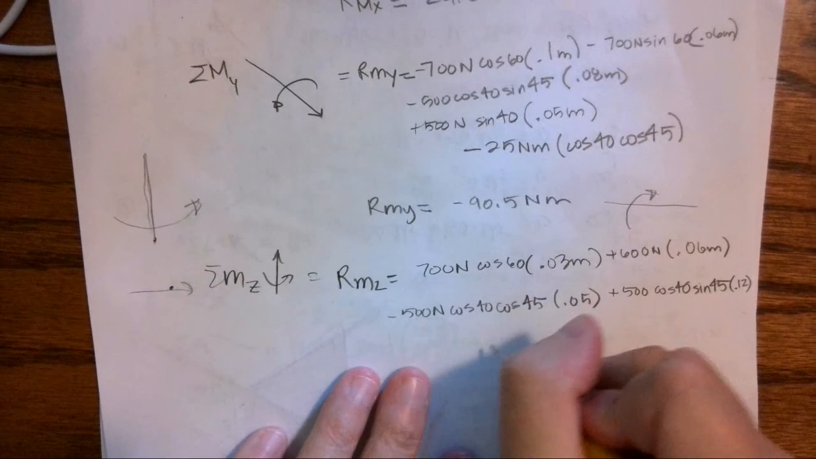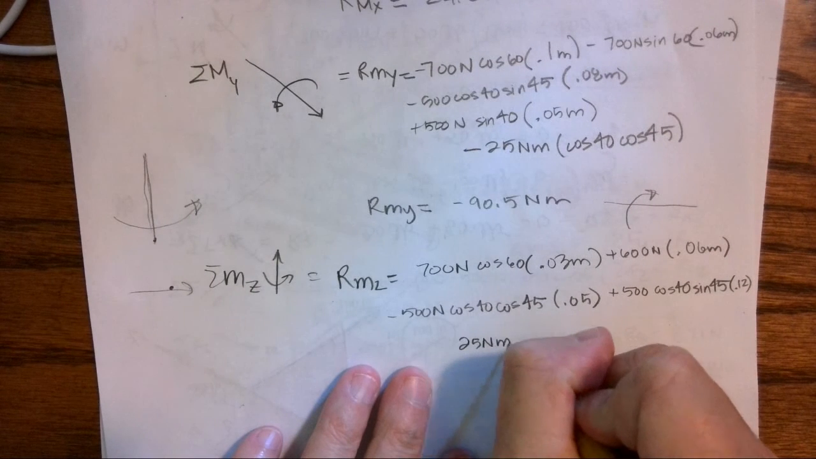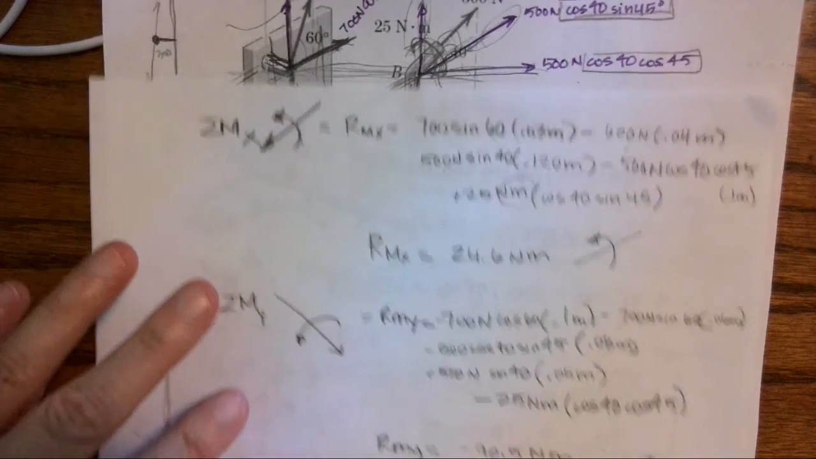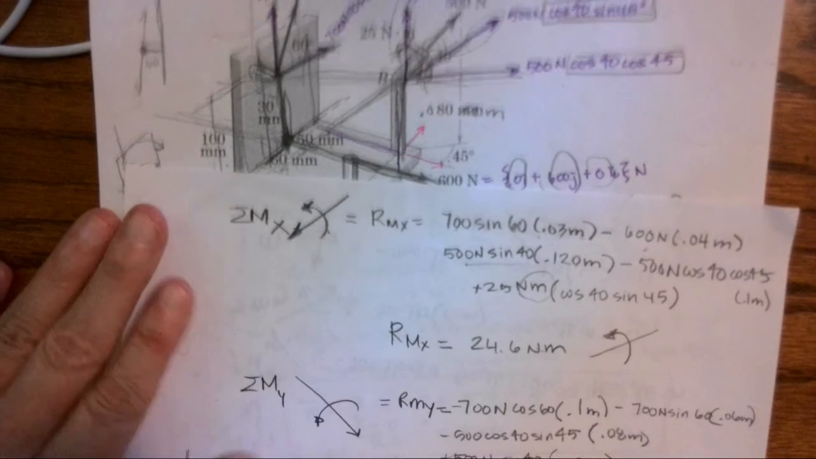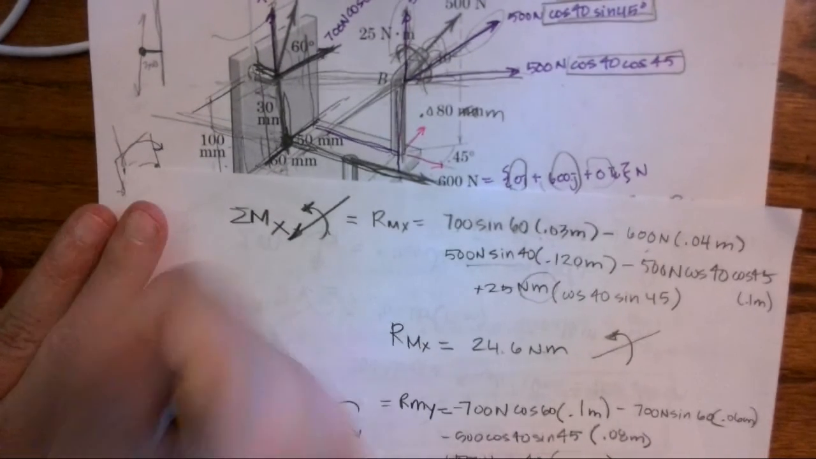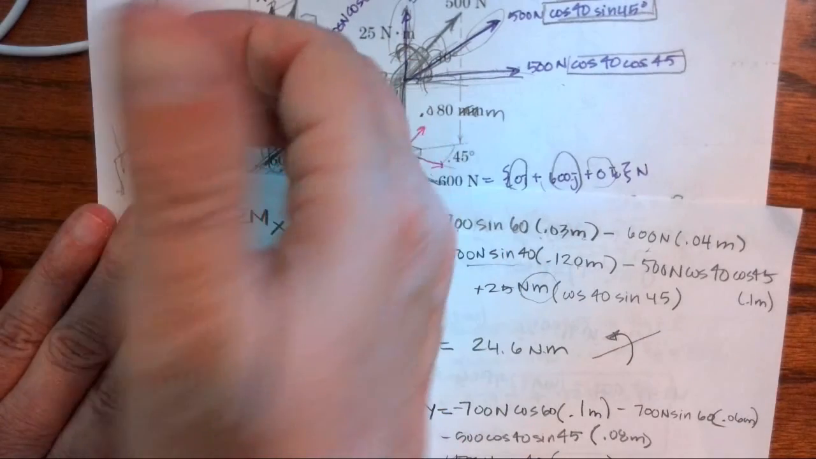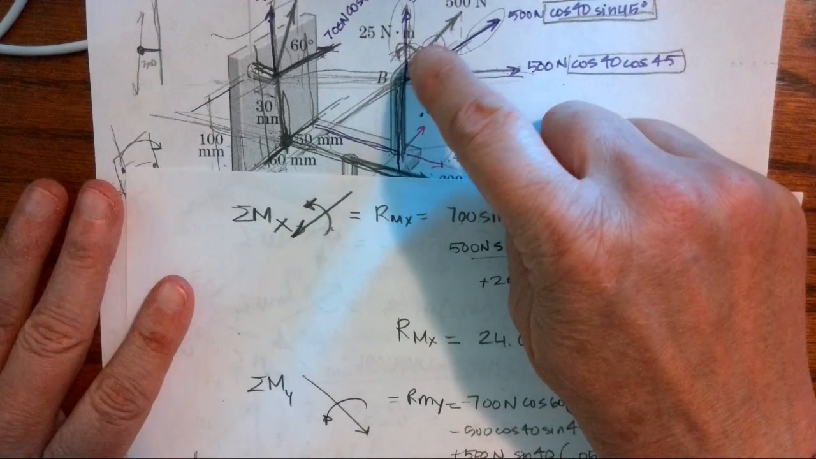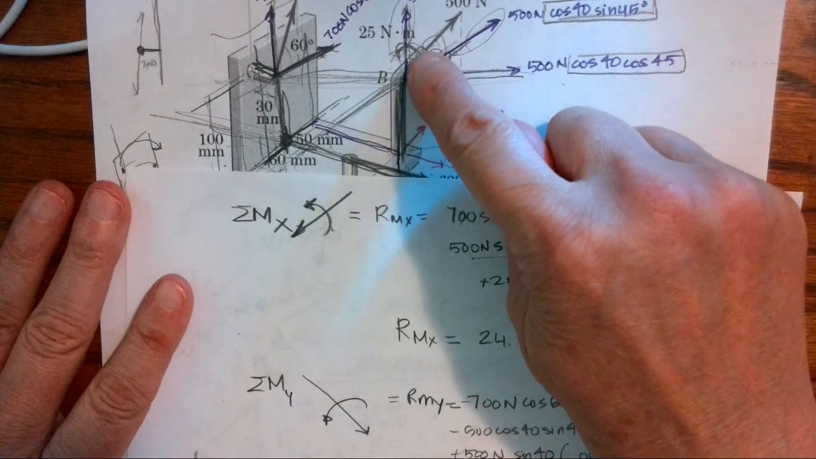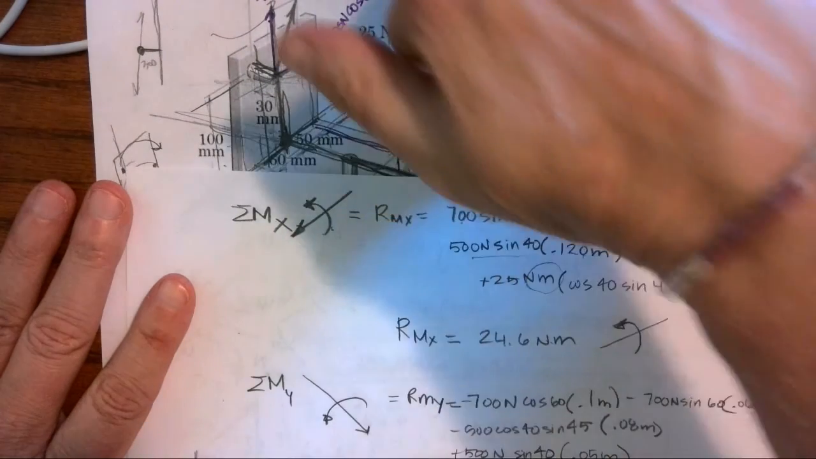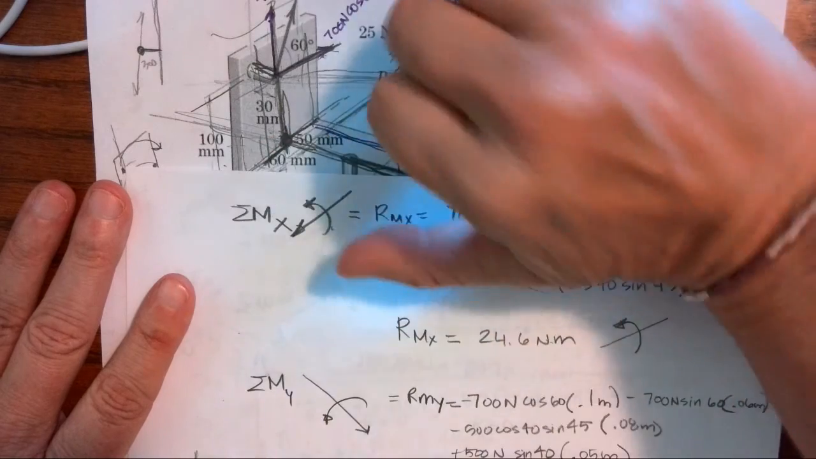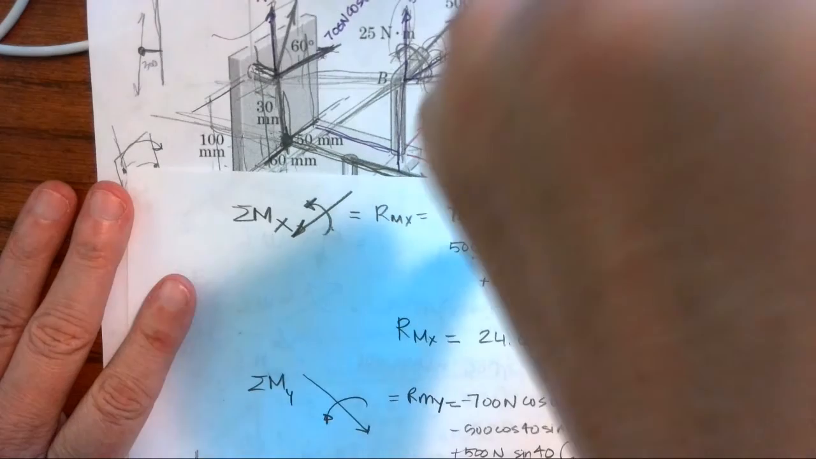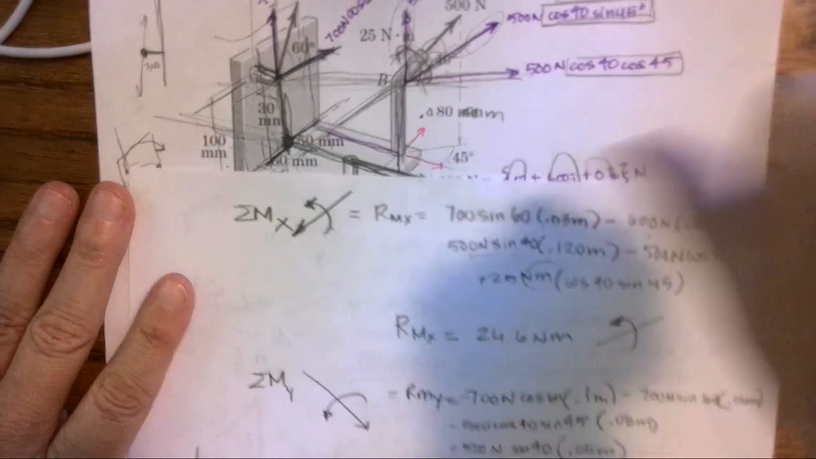So we get 25 Newton meters, sine 40, and now we have to decide, is that a positive or negative moment? If we're going up, positive moment is wrapping this way. If I look at how I'm wrapping on here, I can see that we're wrapping this direction. So as I look at that X component, it is going down. My thumb is now going down. I don't know if you can see that, it's going down. So it is a negative.